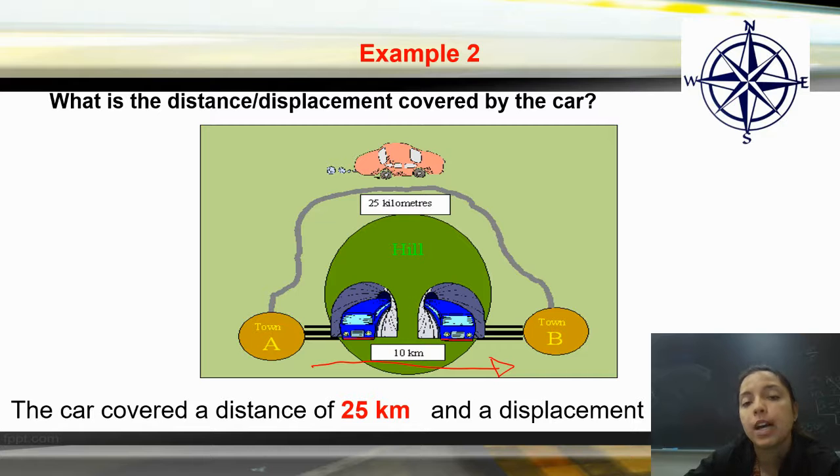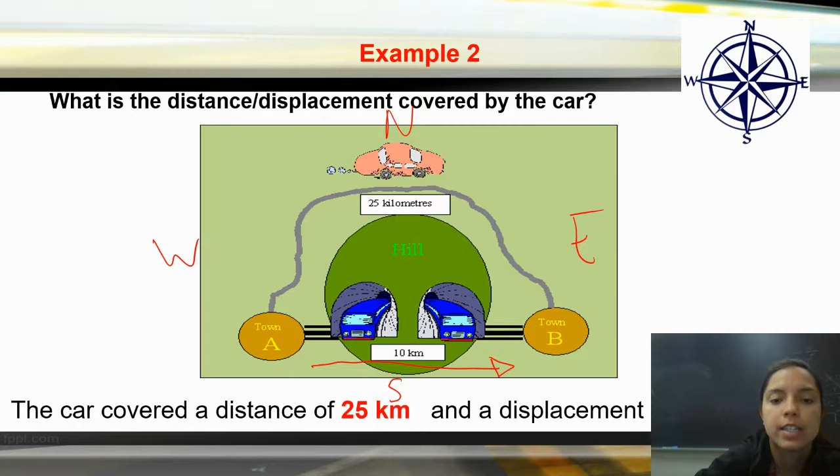But what we did not cover before was what? We said the distance was 25 kilometers. We knew the displacement was 10, but what is the direction? So here you have north, south, west, and east. So displacement is 10 kilometers east.